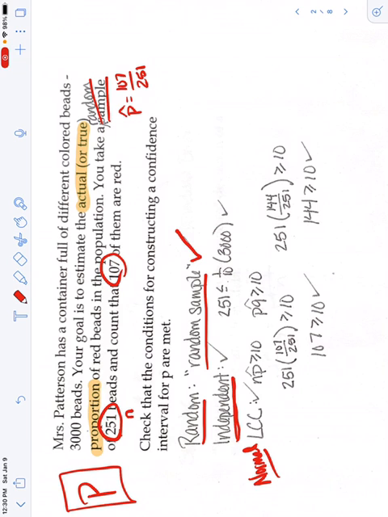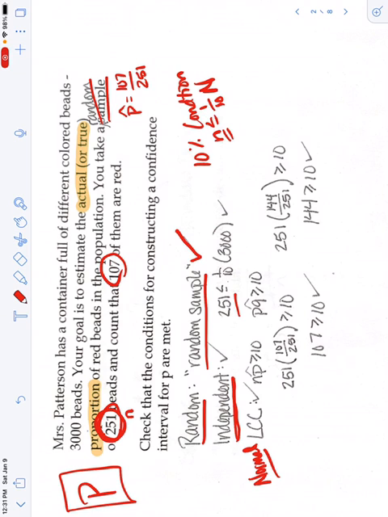Independent, and I was bad here and did not write out my 10% condition, and then my formula. And then go, all right, so let's make sure we know where the 251 comes from before I just start writing it in here. So the 251 is your small n. That is my sample size. Little n is your sample size. It doesn't have anything to do with the red beads. It's just your sample size.